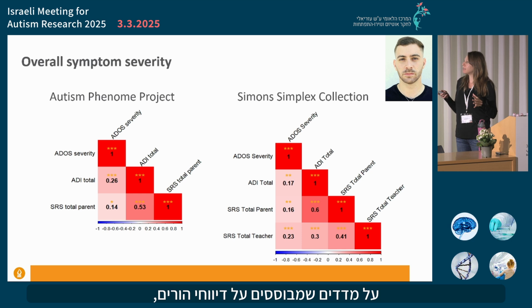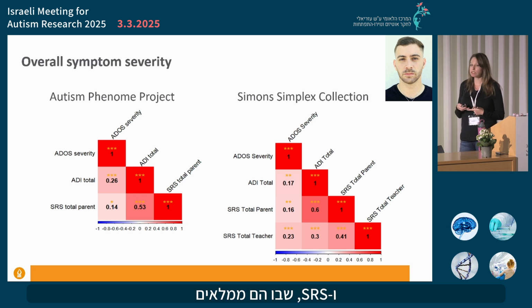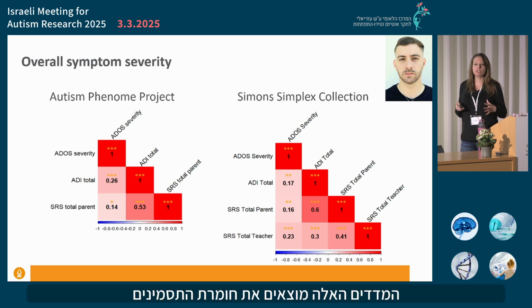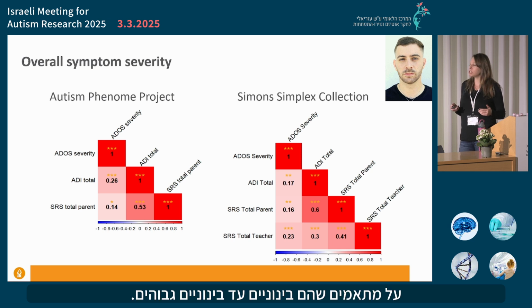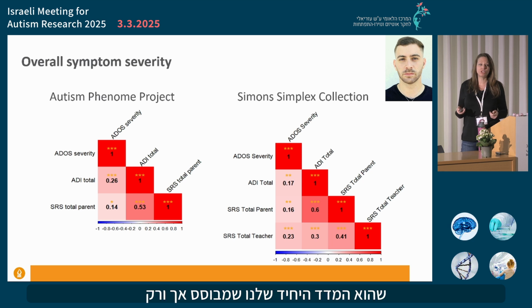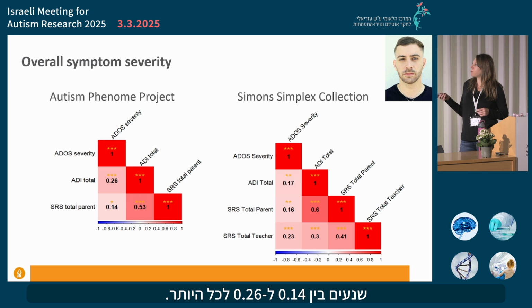When we look at measures that are based on parent report, the ADI, where parents report children's symptoms, and the SRS, where they fill out the questionnaire about their children, these measures are finding symptom severity to be quite consistent. We're looking at correlations that are medium to medium high. But when we're looking at the ADOS, which is our only measure that is based purely on clinical observation, we're seeing much lower correlations with the other measures, that run from 0.14 to 0.26 at max.